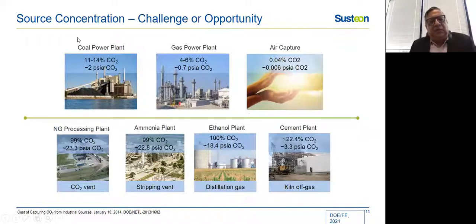But if you take some of the chemical side, if you take a natural gas processing plant where you remove CO2 from natural gas, the CO2 could be 99% right from the processing plant without any additional capture. The same is the case for ammonia or ethanol plants. And one of the very interesting cases is the cement plant, where CO2 could be 20%. And I think a lot of cement plants are really taking advantage of this high CO2 concentration.